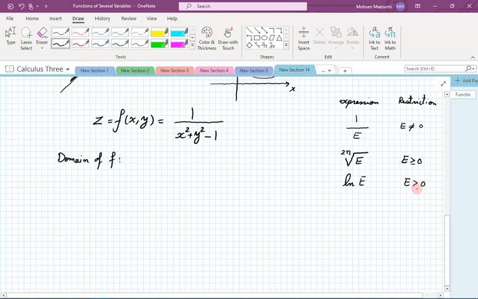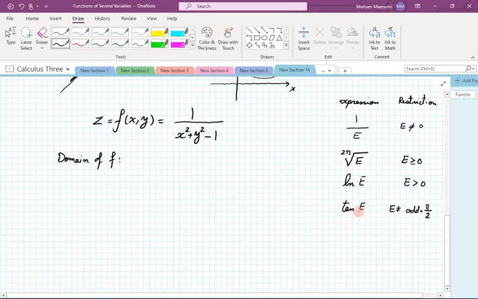What else? How about items in trigonometry? Well, when you write something like tangent of an angle, what kind of angles are you supposed to use? Well, I cannot use like pi over 2 and such angles here, so that is ruled out. So E has to be different from pi over 2. Of course, 3 pi over 2, minus pi over 2, minus 3 pi over 2, any odd multiple of pi over 2 is out of consideration.